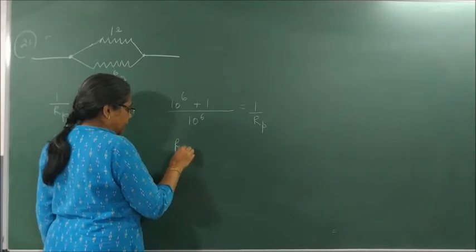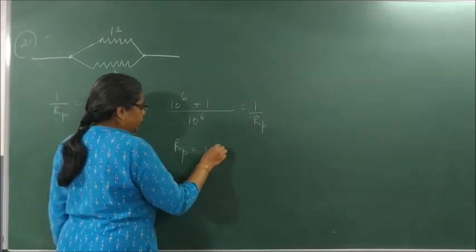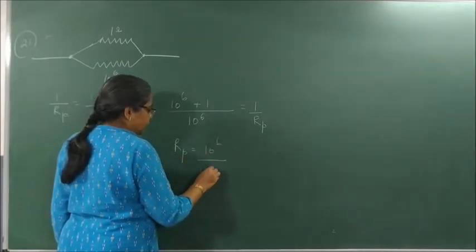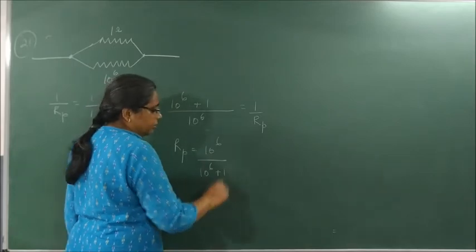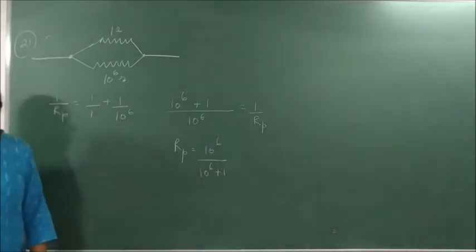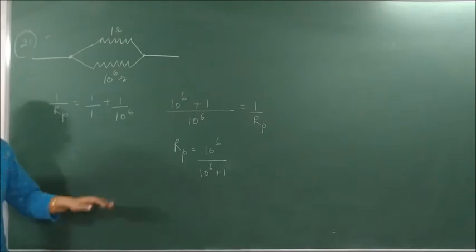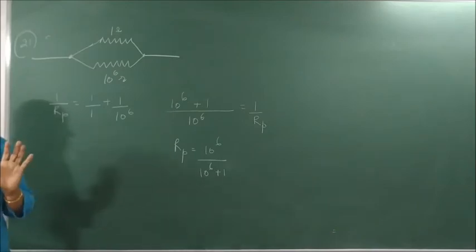So Rp is equal to 10 to the power of 6 by 10 to the power of 6 plus 1. How do you solve this? I will pause, just try solving it. Okay? And if you don't get it, I will teach.